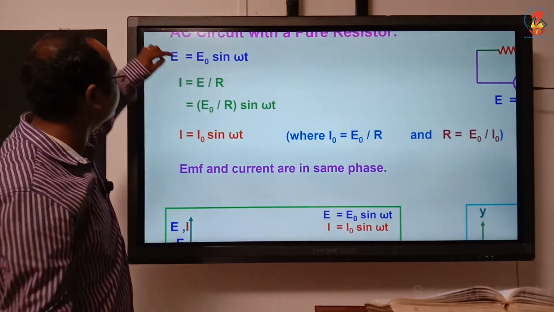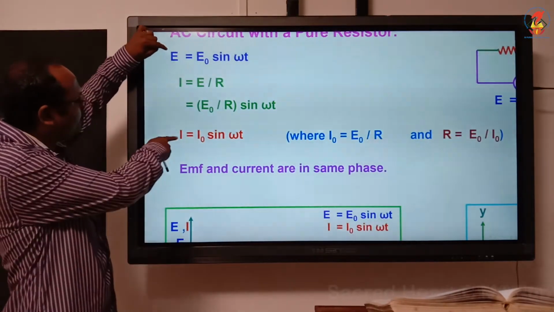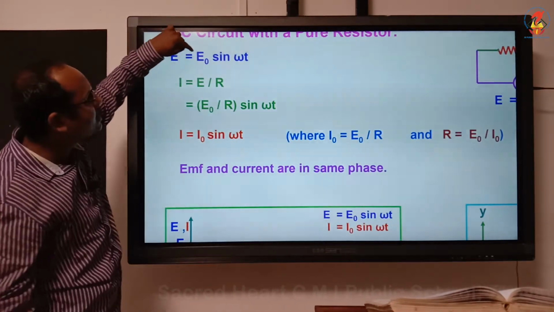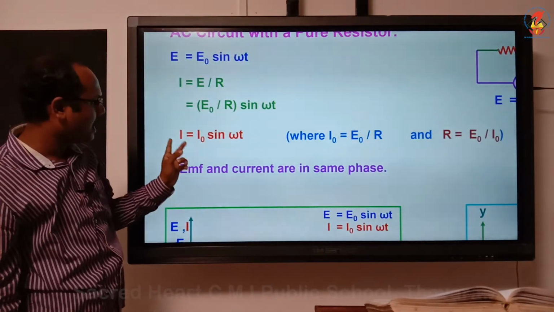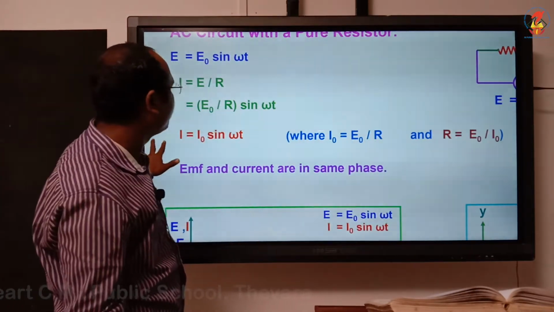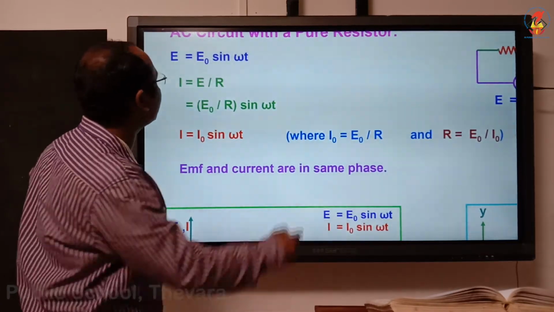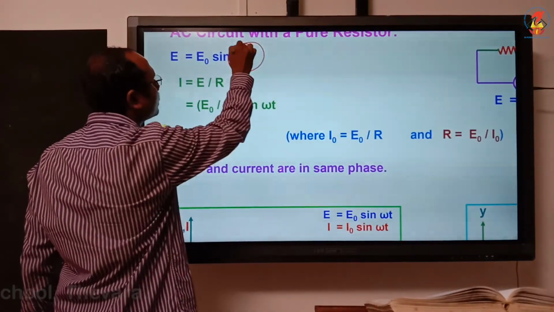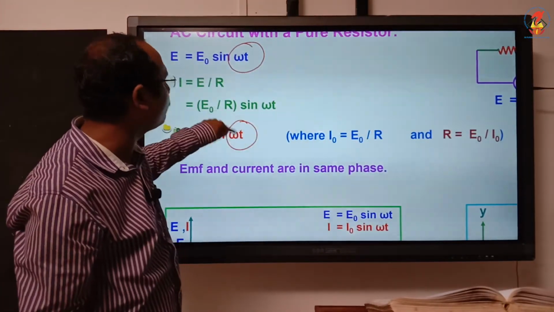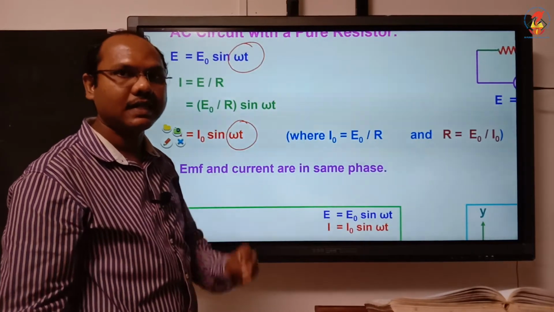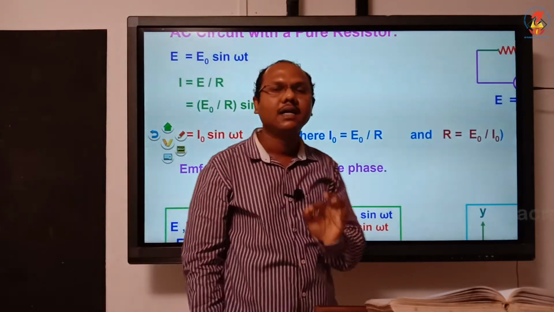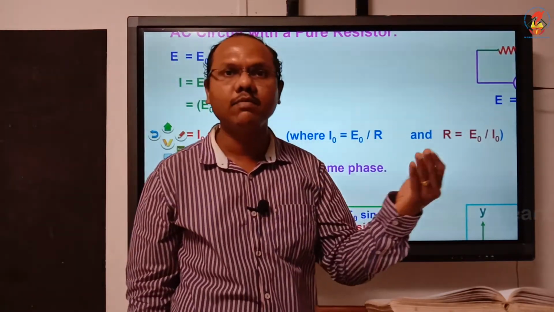Now compare the equations for the EMF and the current. E is equal to E0 sine omega t and I is equal to I0 sine omega t. What is the phase angle for both? Look, here also it is omega t, here also it is omega t. So the phase angle for both is omega t itself. That means when current flows through a purely resistive circuit, current and voltage are in the same phase.